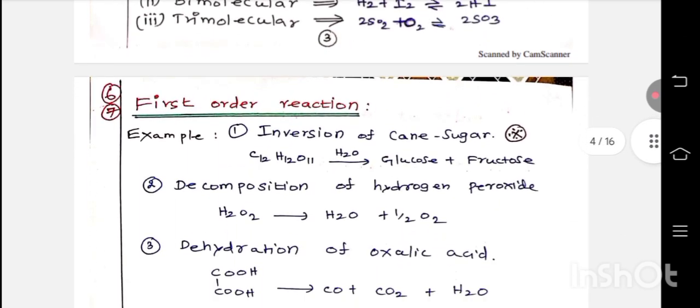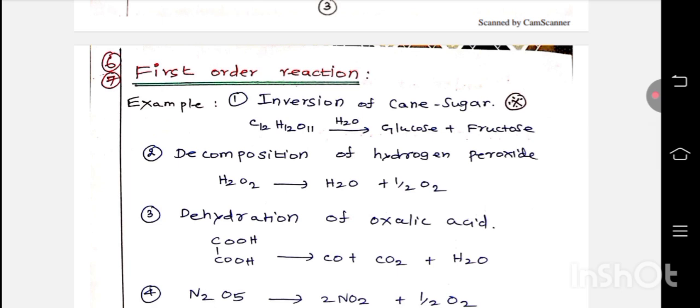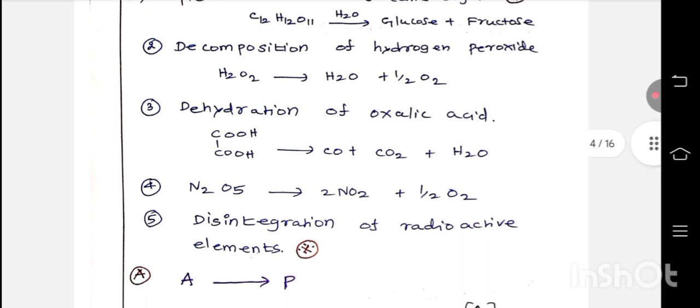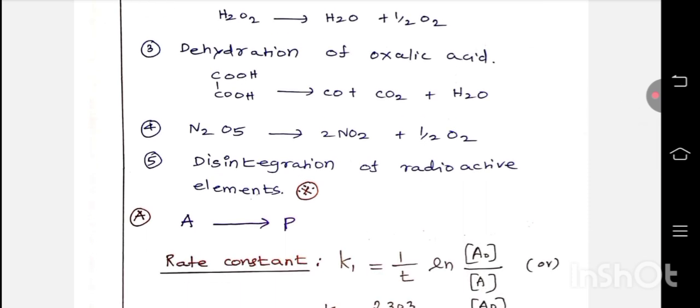Seventh, first order reaction. Various examples are available. Some important examples: inversion of cane sugar, also called pseudo first order reaction. Sucrose is hydrolyzed to form glucose plus fructose. The decomposition of hydrogen peroxide, dehydration of oxalic acid, nitrogen pentoxide decomposition reaction, அனைத்து ரேடியோ ஆக்டிவ் எலமெண்ட்ஸ் டிஸ்இன்டகிரேஷன் சிதைவு வினைகளும் முதல் வகை வினையே.